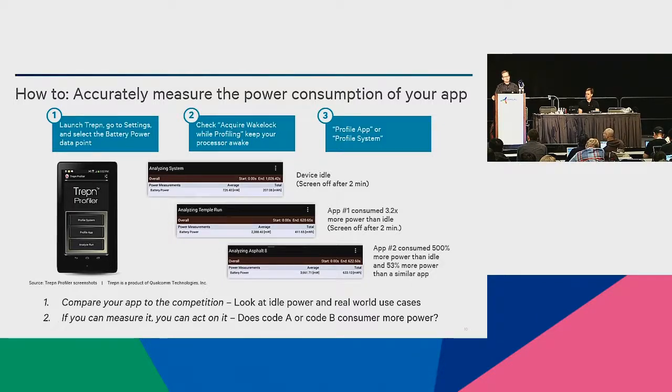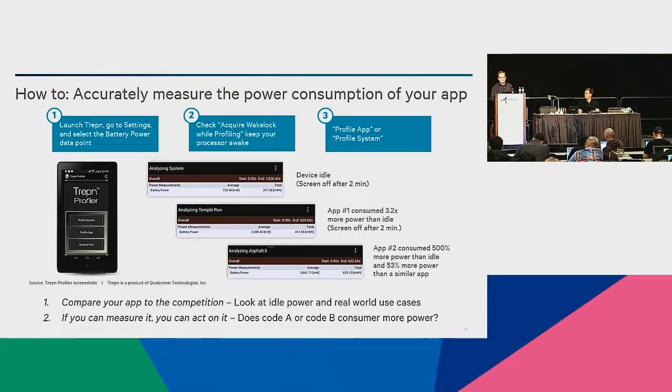So Trepn makes it very easy to determine exactly how much power your app and your system is consuming. It's a good idea you look at idle and real-world use cases. And the nice thing is if you can measure it, you can act on it. So you can try a certain type of code, a certain technique. You can switch to something else, and it's very easy to see the comparison. Did you use more or less power?